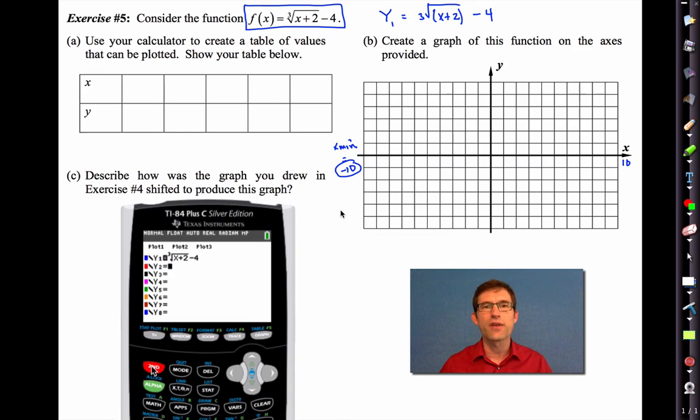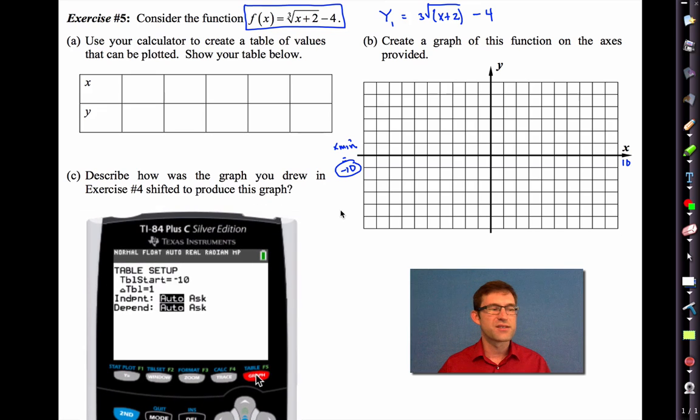So let's go into our table setup. All right, I'm going to make my table start at negative 10, and I'll let my table change by ones. It's going to be rare that we'll ever change that. Okay, and now I want to try to find nice values. So go ahead and go into your table. Hit second graph.